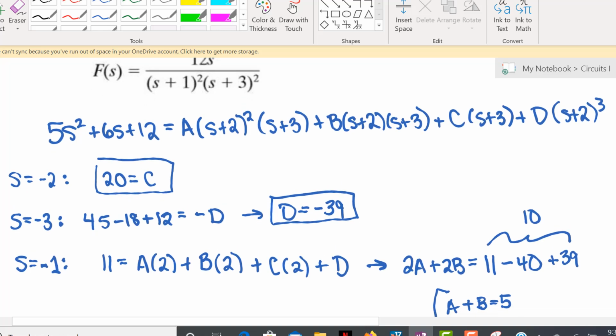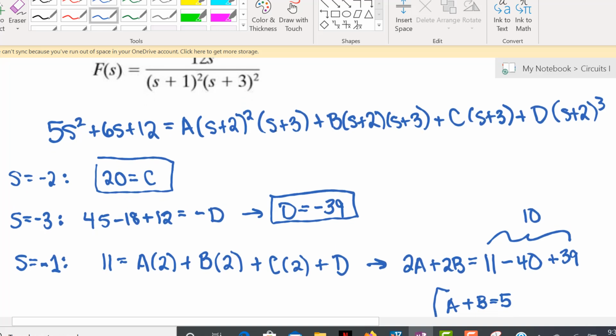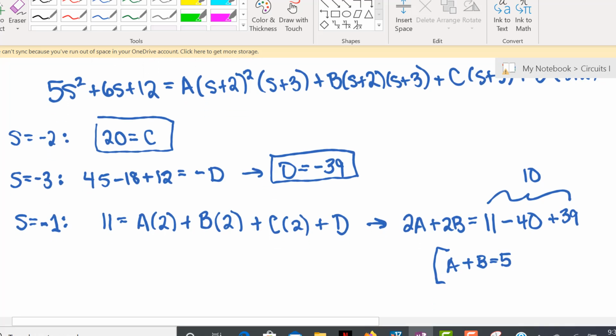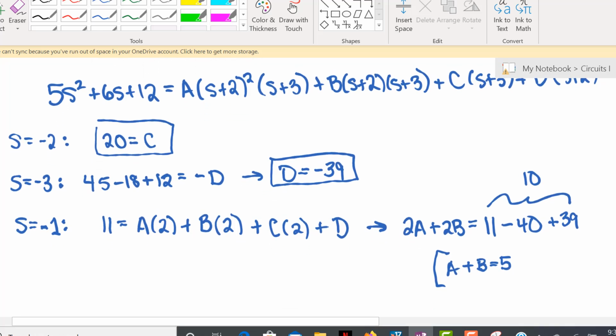And I've already plugged in -2, which would make the s plus 3 equal to 1. And I've already plugged in -3, which would make the s plus 2 -1. So then I would plug in -4. You could also plug in 0, it's fine. But I'm going to plug in -4.